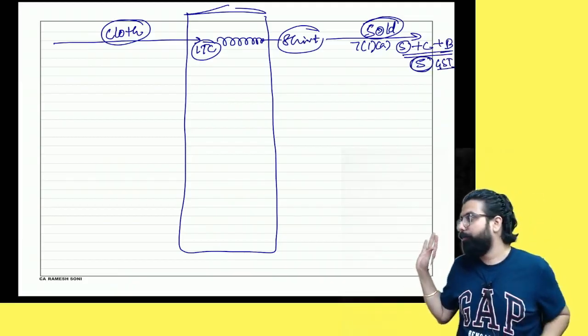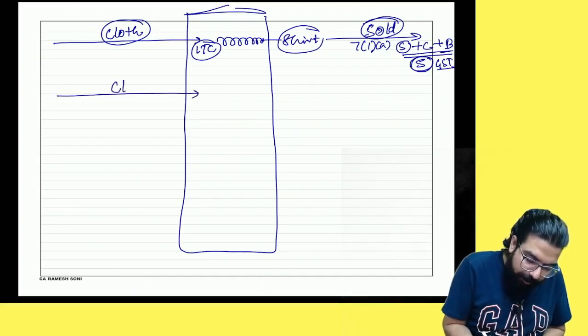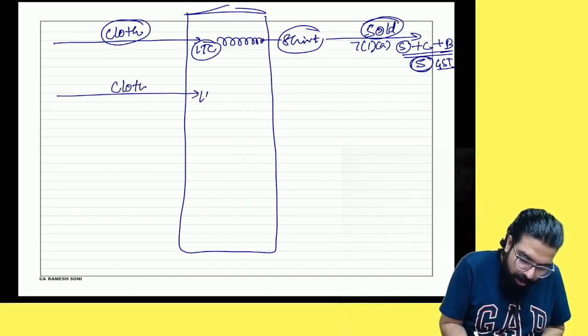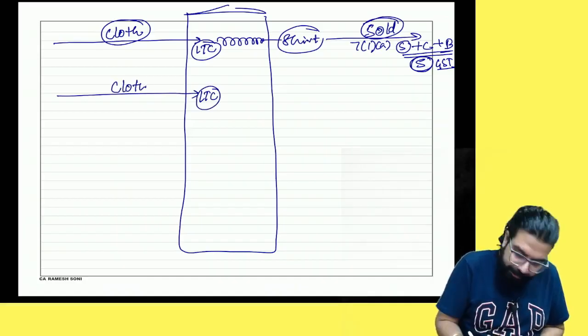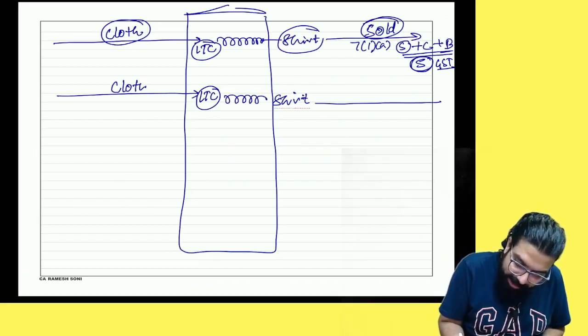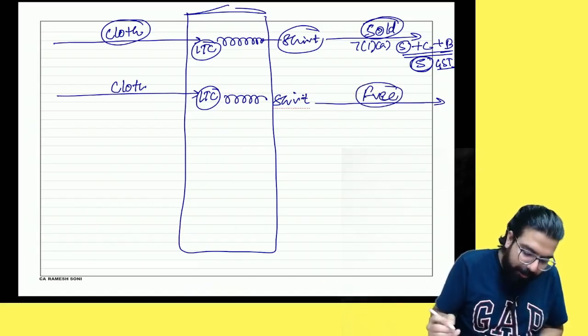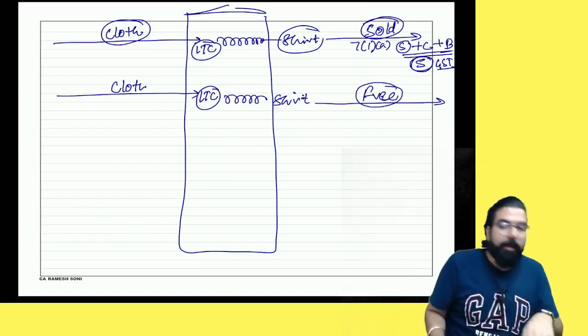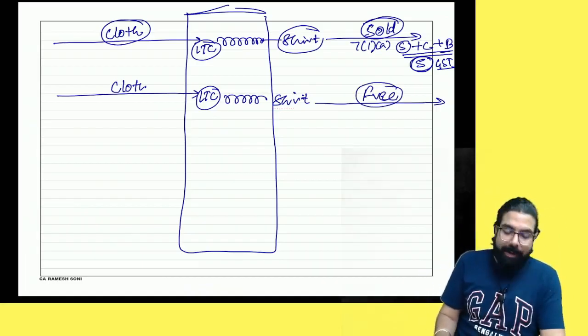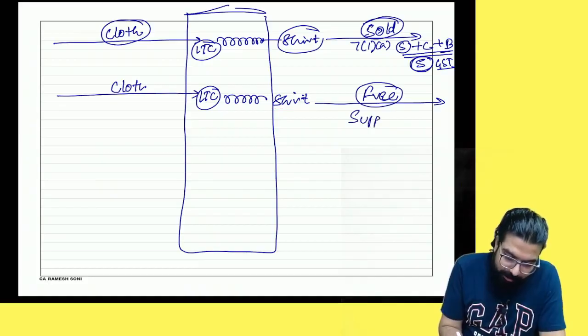Any doubt? Next. I went ahead and bought cloth. On the cloth I took input tax credit. Out of this, I made a shirt. And the shirt I gave for free. Is it supply, not supply? Supply. Section number? Supply as per, okay, 7(1).